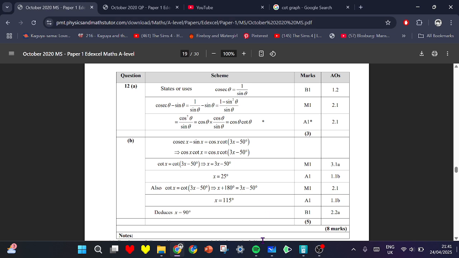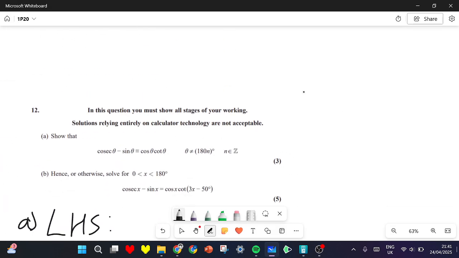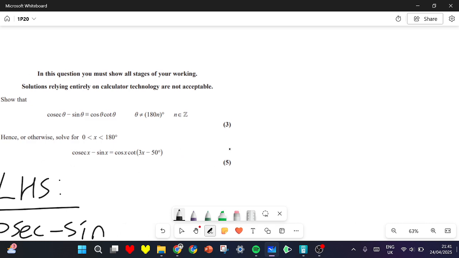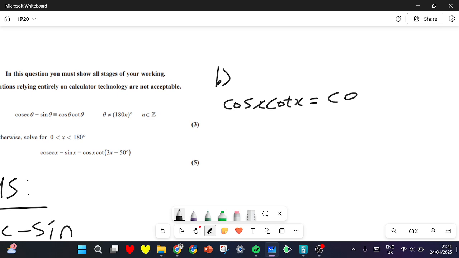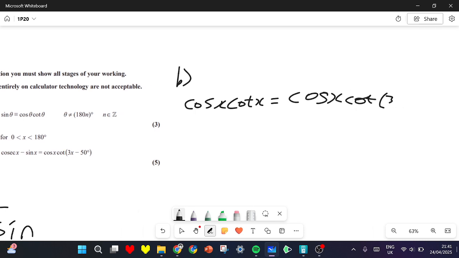And then part B, we need to solve this equation. So the first part is the same thing as in part A, and we know that that was equal to cos and cot, and that's what's over here. So we want to use part A for this. So if we do that, we get cos x cot x is equal to cos x cot 3x minus 50.